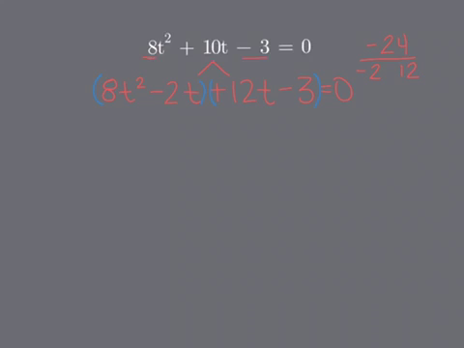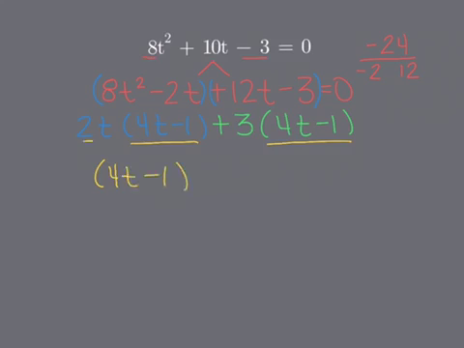Out of the first group, I can factor out a 2t, so that leaves me with 4t minus 1. Out of the second group, I need to factor out a +3, so remember we put +3. That also leaves me with 4t minus 1. Now that they both have that 4t minus 1, we can go ahead and factor that out. And that leaves us with this 2t and this +3. This is all still equal to 0.